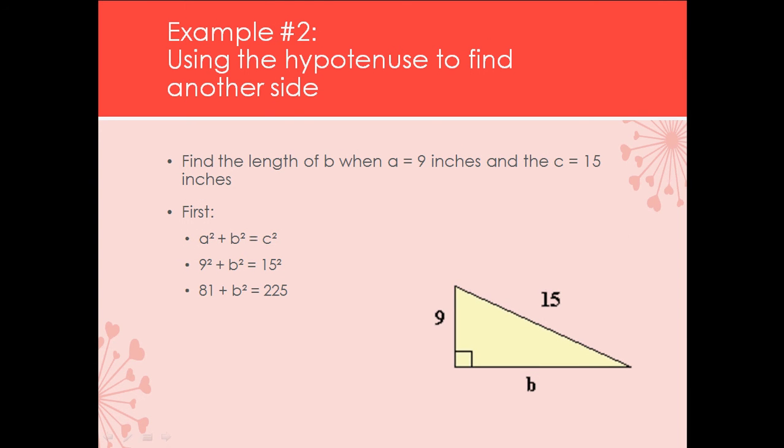The second example is using the hypotenuse to find another side. Find the length of B when A is equal to 9 inches and C is equal to 15 inches. So our first step is to plug our numbers into our equation. So A is 9, and we have our hypotenuse, which is C. So a squared plus b squared equals c squared. Plug in our 9 for A and plug in our 15 for C. So we have 9 squared plus b squared equals 15 squared. This gives us 81 plus b squared equals 225.